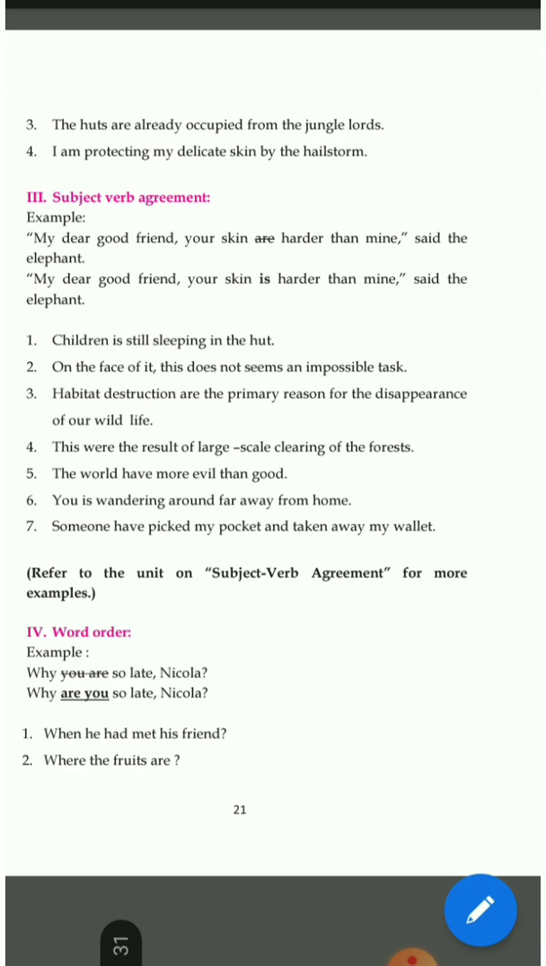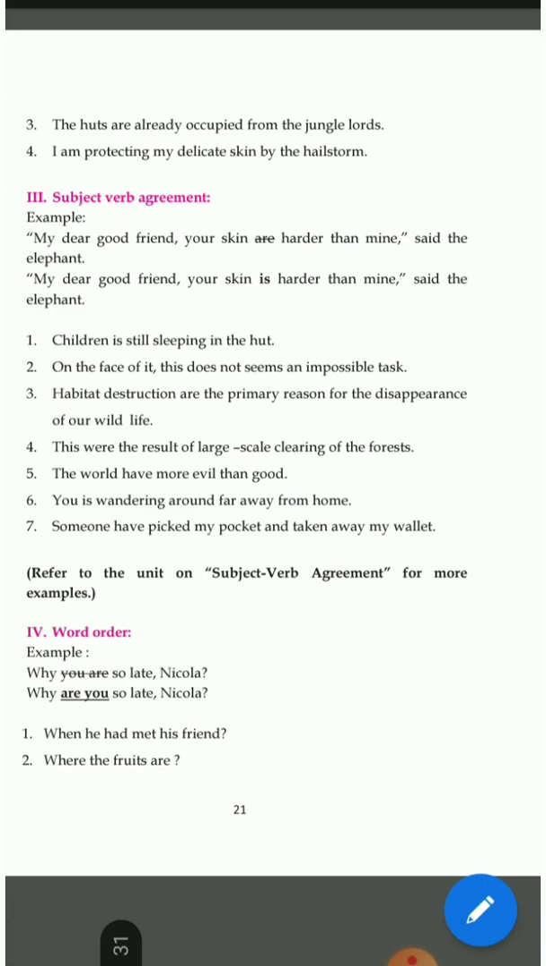Someone have picked my pocket and taken away my wallet. So what is the mistake here? We have learned that whenever the sentence begins with someone, anyone, somebody, anybody, then it has to take the singular form of the verb. So which is the singular form of have? That is has. So it should be: someone has picked my pocket and taken away my wallet.